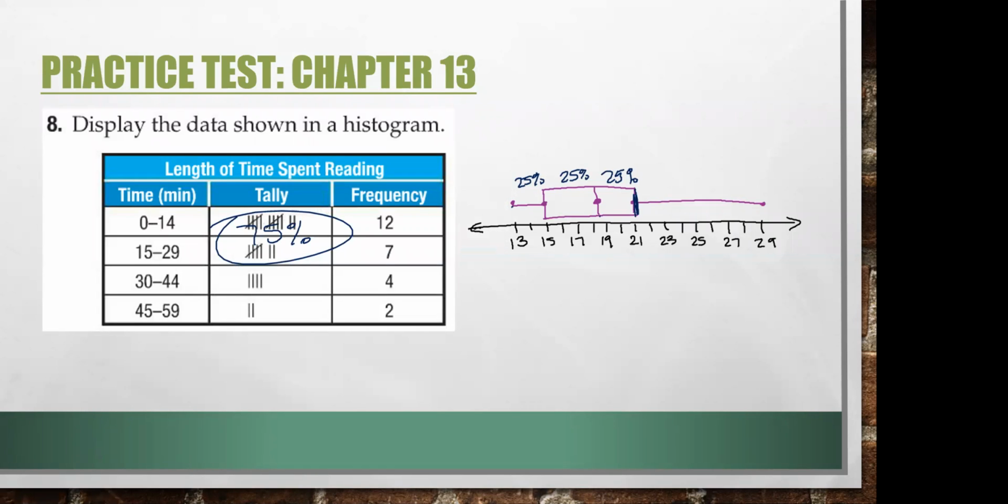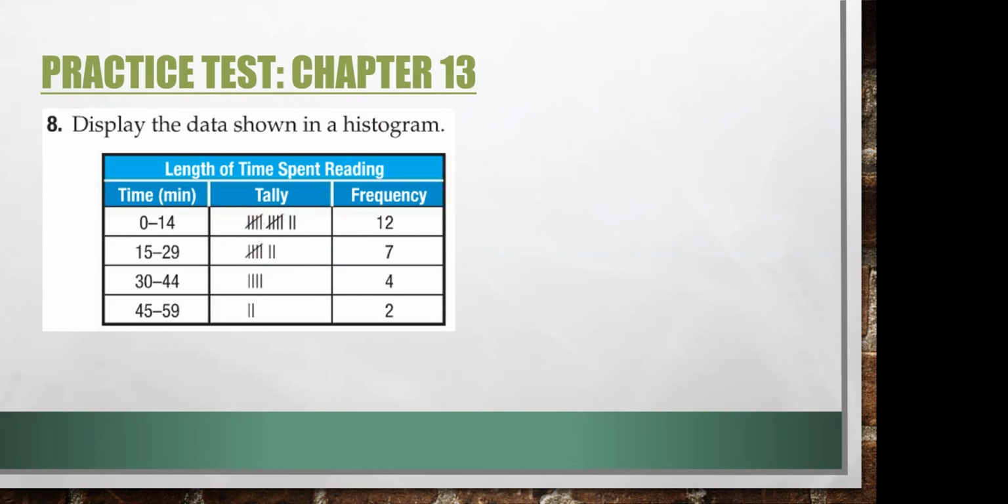All right. So here this says to display the data in a histogram. Okay. So in order to display our data in a histogram, we're going to first set it up. We have our X and Y axis here. And this is about time. So time is over here on our X axis. And then we've got intervals here.